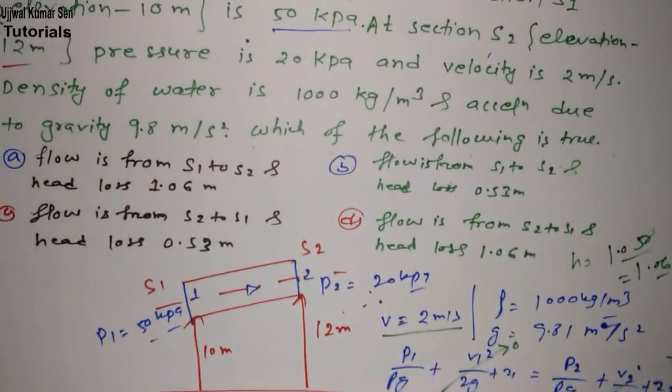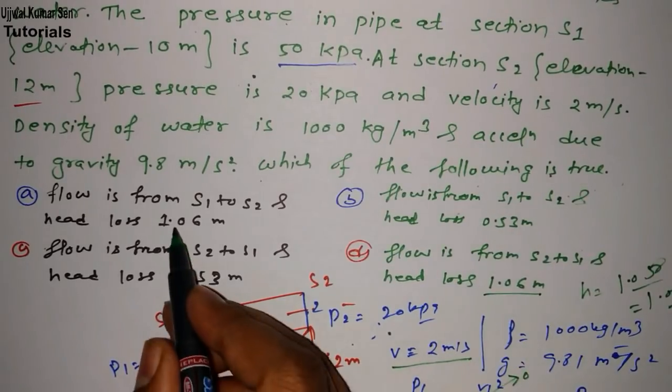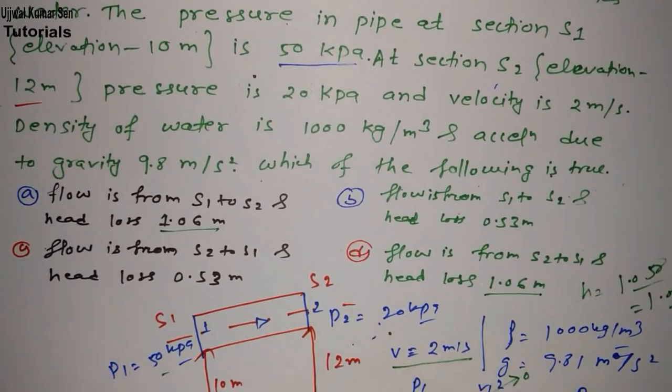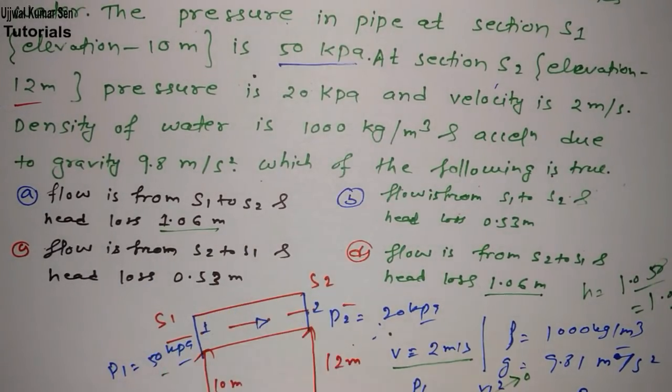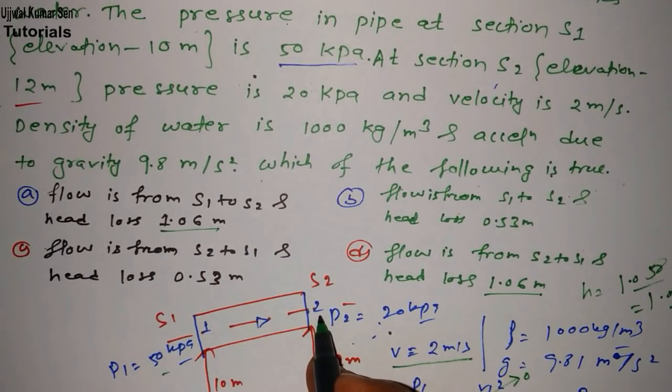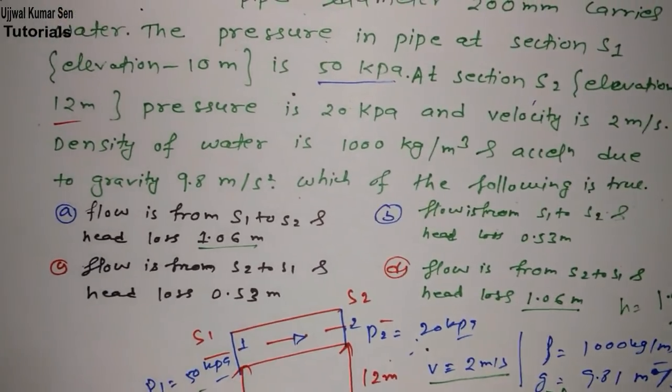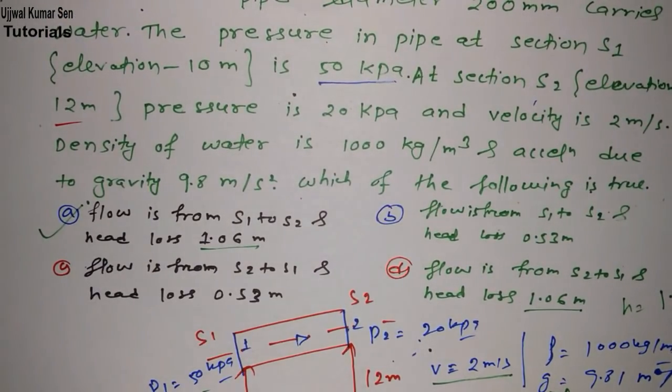Now we have two options here. One is head loss, and both are the same, but yes, definitely head loss will be taking place from S1 to S2, because of this elevation. So the answer for this question is A, the right answer.